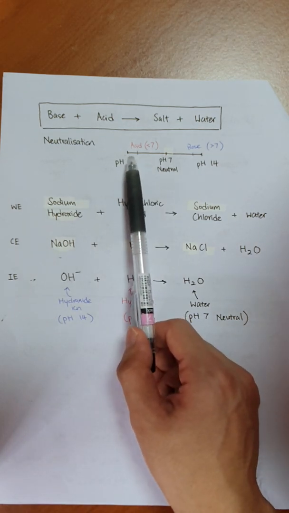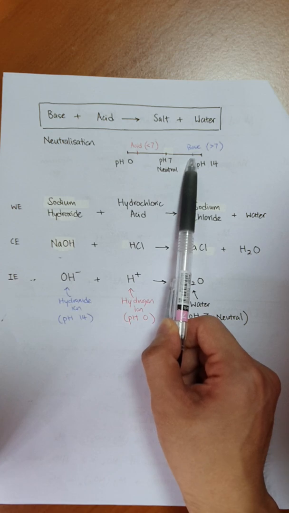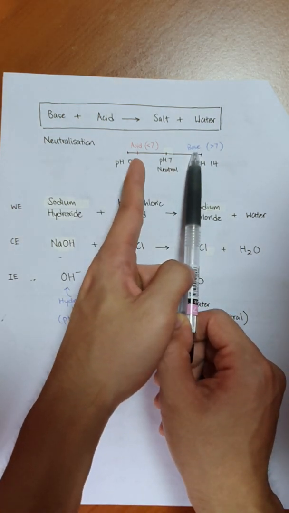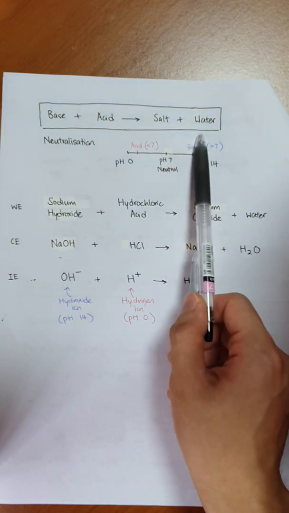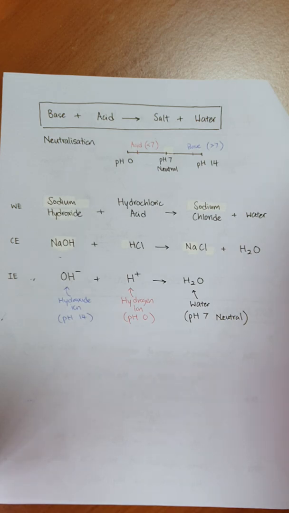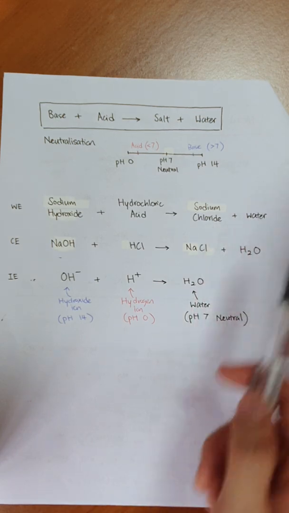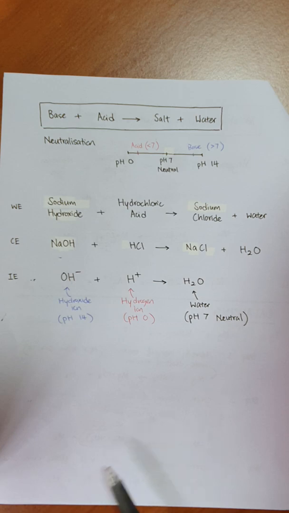So when you have an acid, which has a pH here, and then a base, which has a pH here, when you add them together, they are going to come towards the center and meet in the middle to produce water, pure water. That's why it's called neutralization, because both chemicals are reaching pH 7, which is neutral. So we have standard equations, as you can see here: sodium hydroxide plus hydrochloric acid giving you sodium chloride plus water. The ionic equation for neutralization is standard as well.